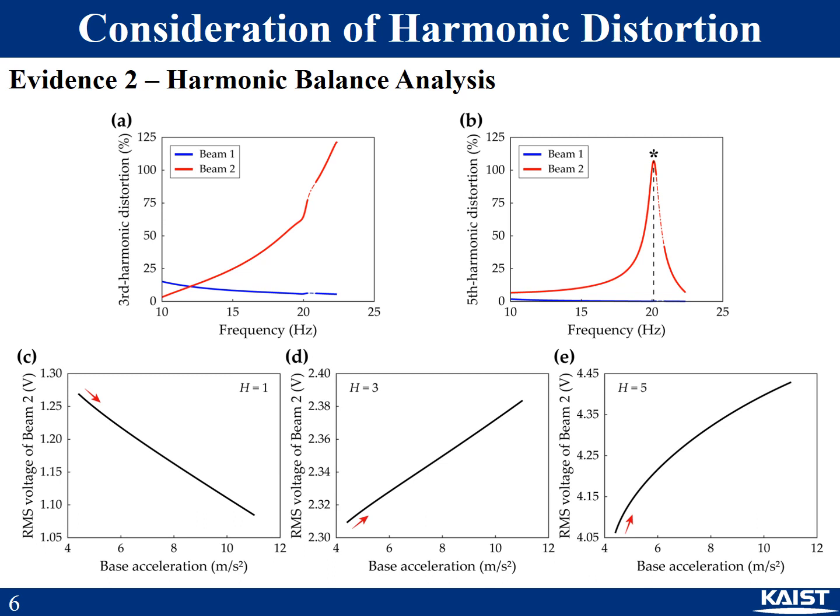Please note that this tendency is different from C. Moreover, if the fifth harmonic distortion is additionally counted, it is found that the voltage output is larger. Thus, it is stated that for beam 2, high order harmonics must be considered at least up to third order.